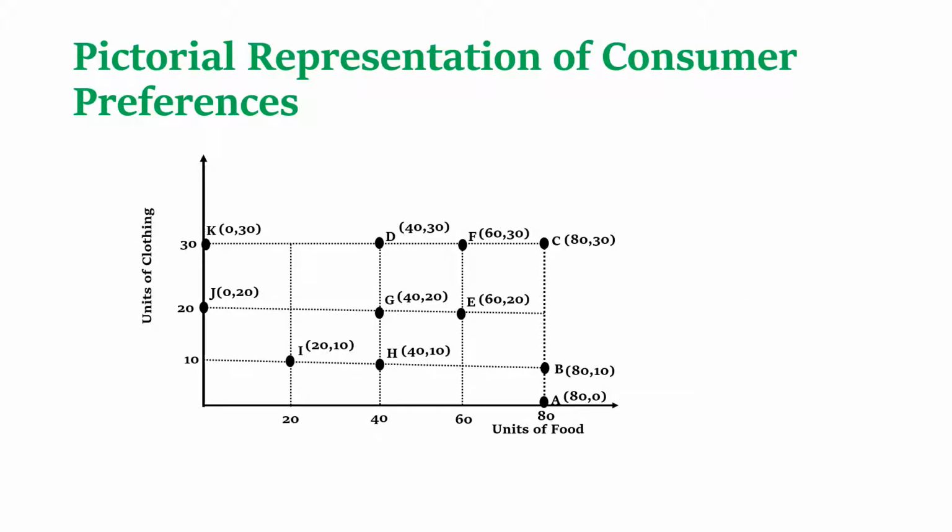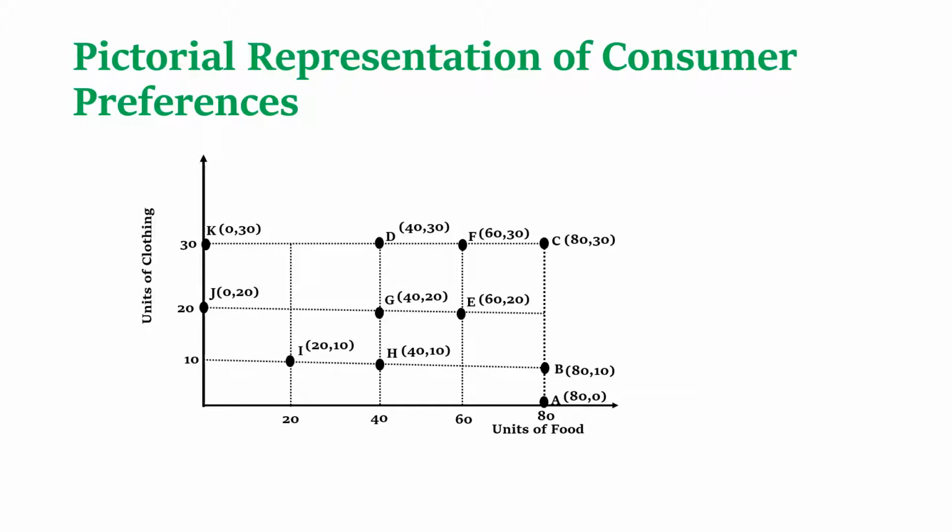Now let's look at a pictorial representation of consumer preferences. We notice that at point A, the consumer has 80 units of food in his basket and 0 units of clothing. That is to say, he consumes nothing of clothing. It doesn't consume any clothing. So there is no clothing in that particular basket. So it consumes 80 units.